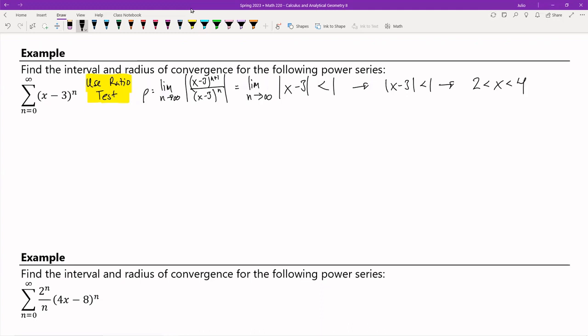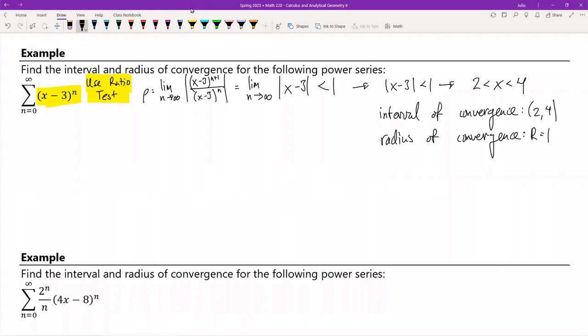So what this tells you is that the interval of convergence is going to be from 2 to 4. And it makes sense because it's centered at 3. If you take a look at this, it is centered at 3. The radius of convergence is r equal to 1, since it's centered at 3 and goes to 2 and 4. That radius that I'm talking about is 1.